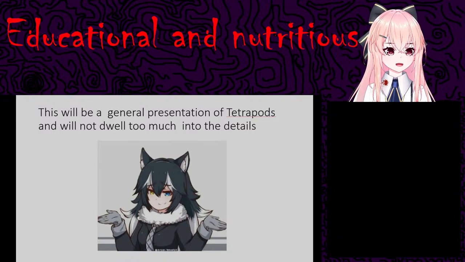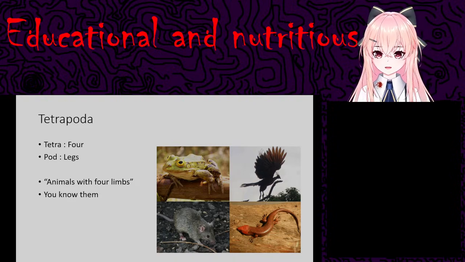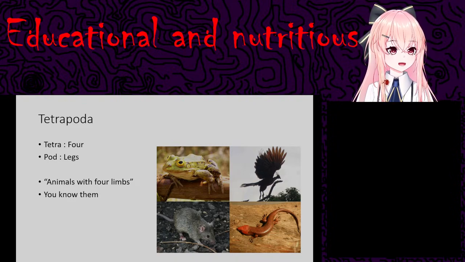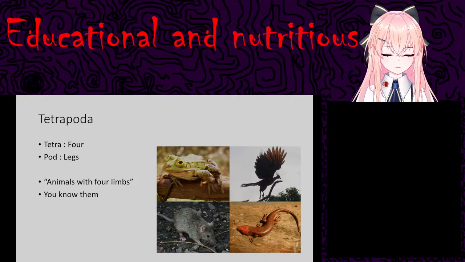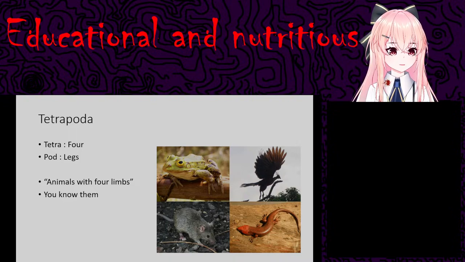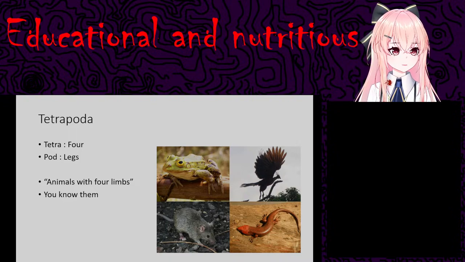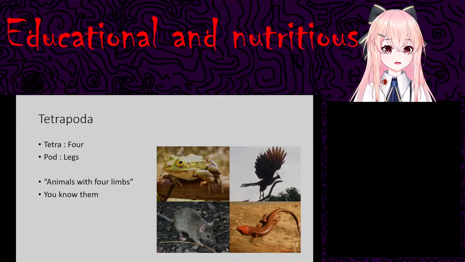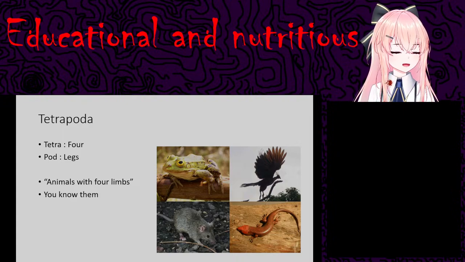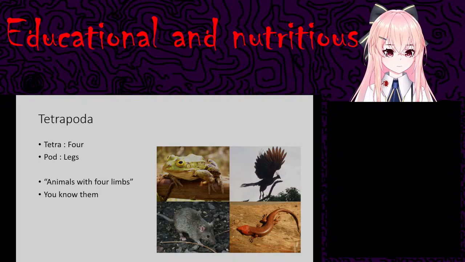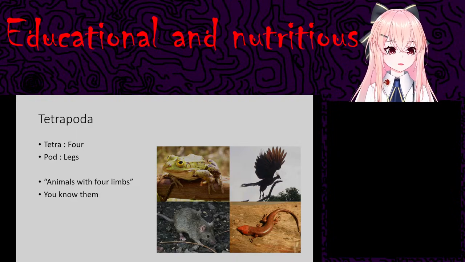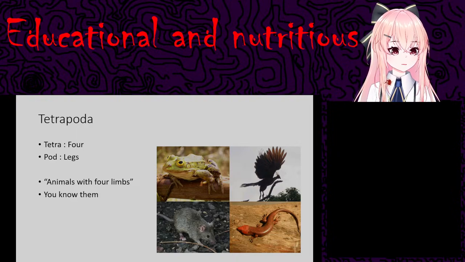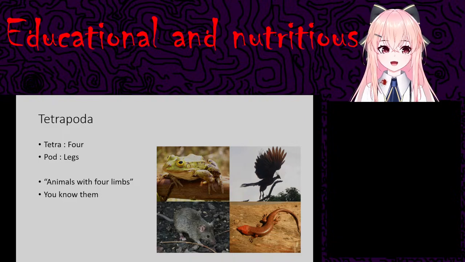Let's define Tetrapoda now. Shall we? Tetrapoda. It means four legs, so it's animals with four limbs. You know them: birds, amphibians, mammals, reptiles, and sometimes things that don't have legs, like caecilians and snakes. But never more than four legs. You can have less than four legs, but you can never have more than four legs. That would be very different. It would need some more adaptations that we haven't yet seen.